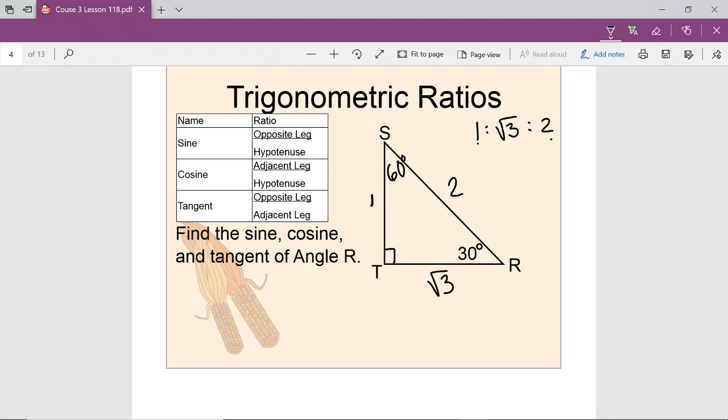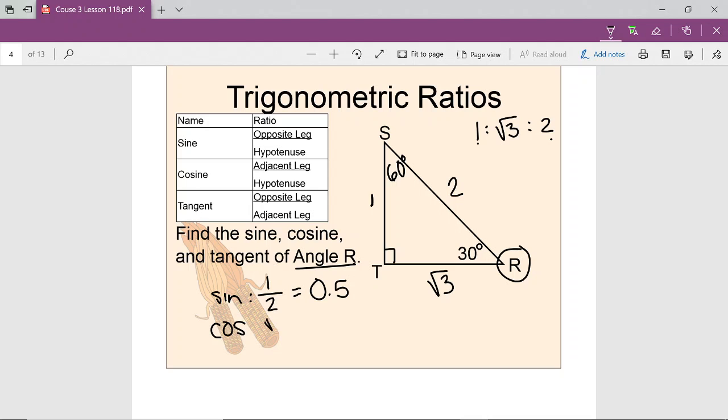So from this we can now find the sine, cosine, and tangent of this triangle. So sine, we abbreviate it with SIN. We do opposite of that 30 degrees, because R is the one that we want. So opposite of 30 degrees is 1 over the hypotenuse of 2. So we say that's 0.5.